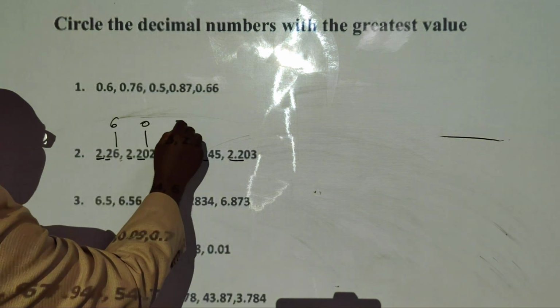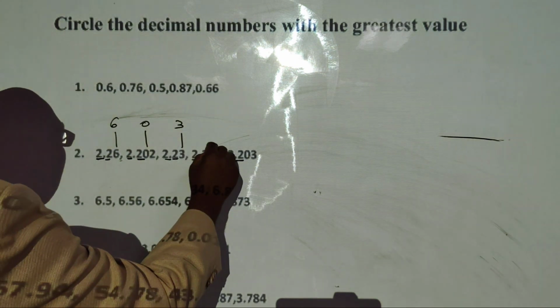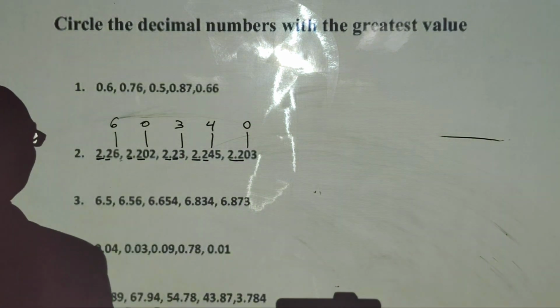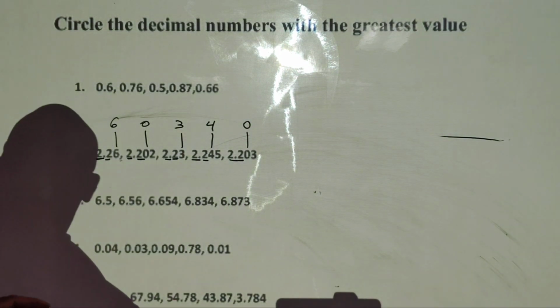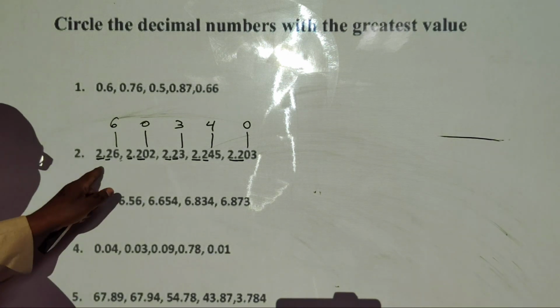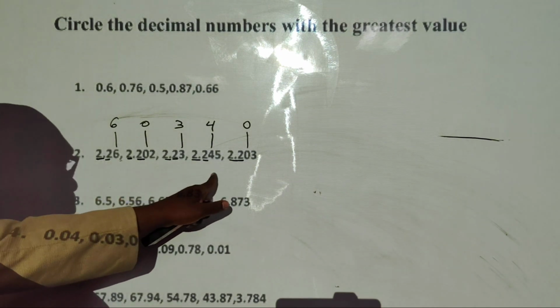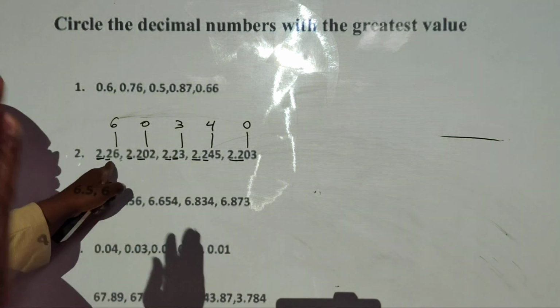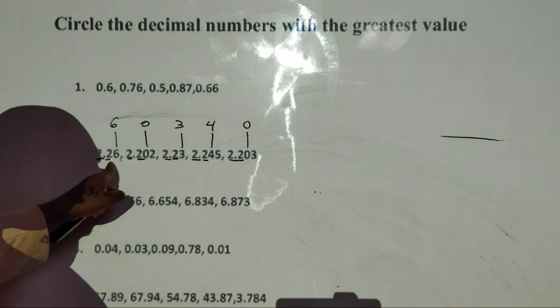Here I got 3. There I got 4. Right here I got 0. So when I compare all those numbers, what happened? All of them share the same whole number, and all of them share the same number in the tenths place. I couldn't make up my mind.